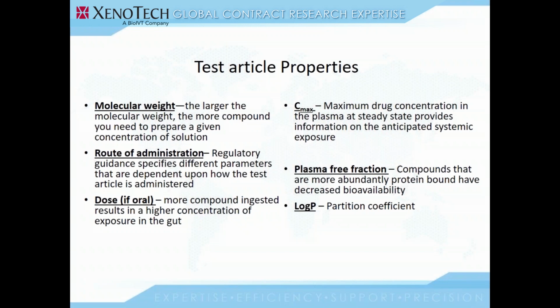The Cmax value indicates the maximum drug concentration in the plasma at steady state and provides information on the anticipated systemic exposure. The plasma free fraction helps identify compounds that are more abundantly protein bound and therefore have a decreased bioavailability. And the log P partition coefficient helps us understand aqueous properties of the compound.